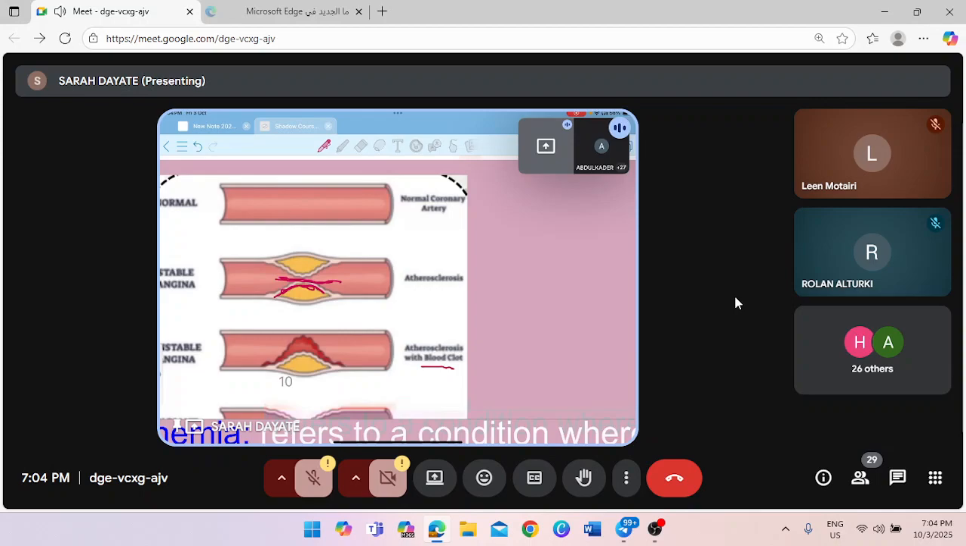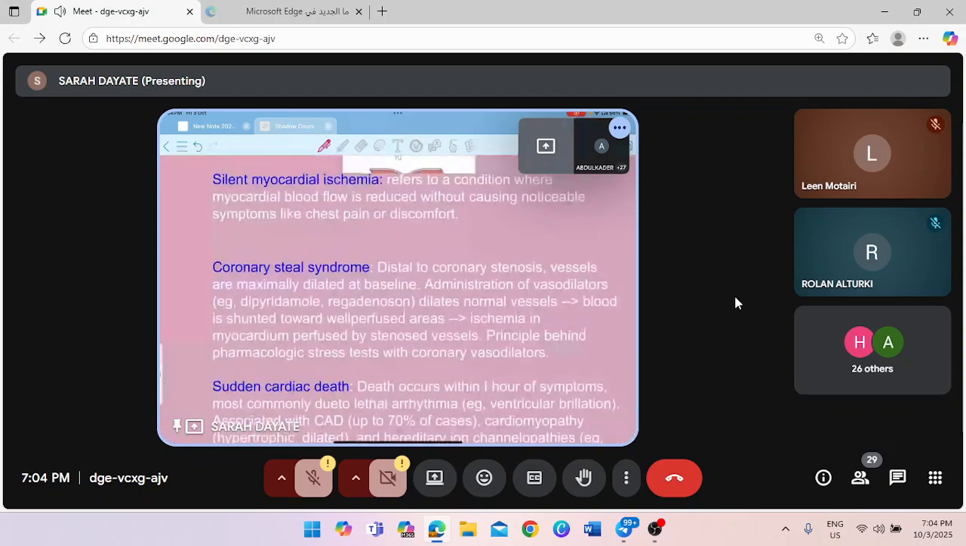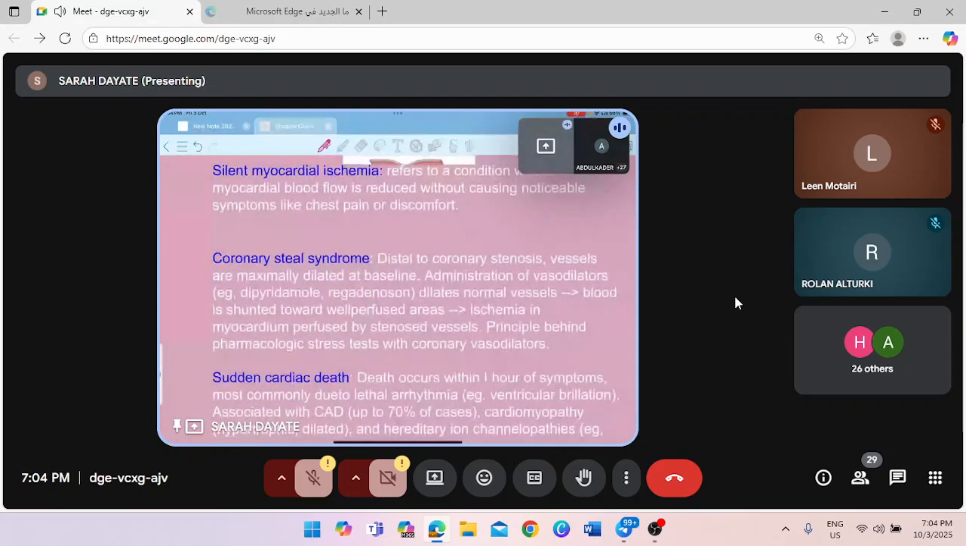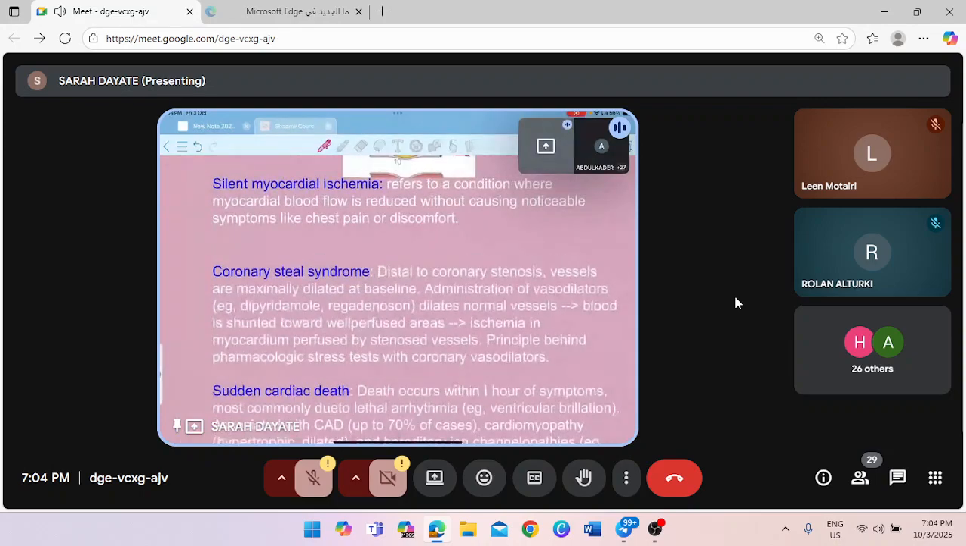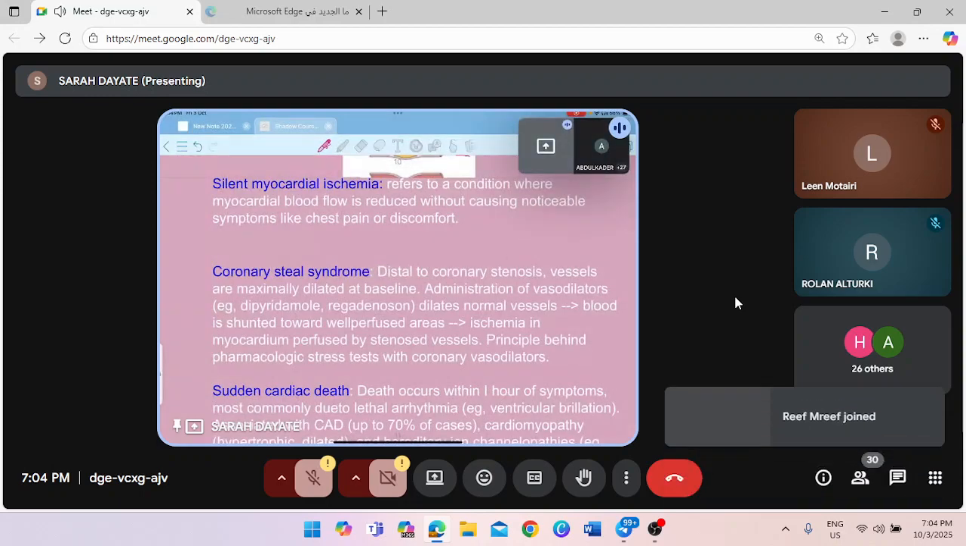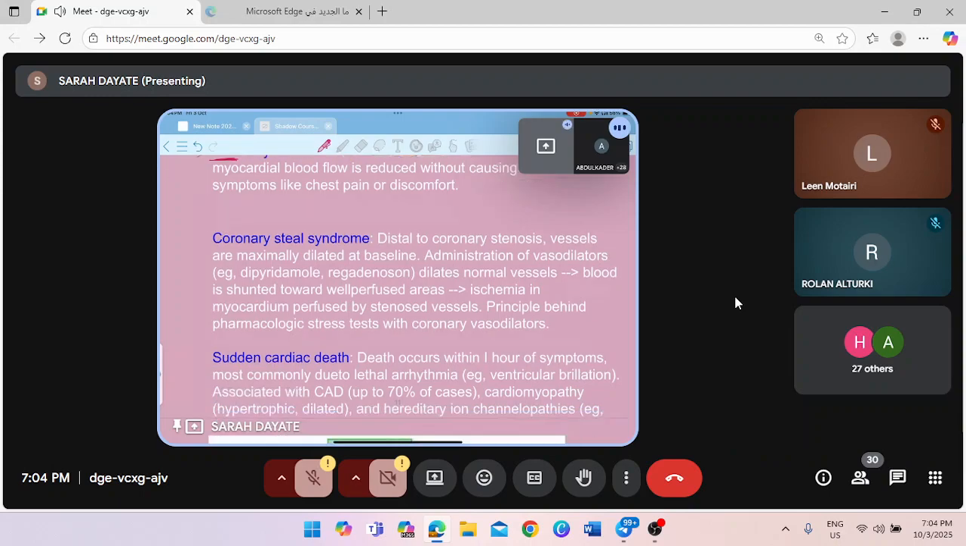Now here we have three types. Let's talk about them. Silent myocardial ischemia is a condition when myocardial blood flow is reduced, but it's called silent because the patient is not able to feel the normal symptoms or discomfort, for whatever reason. So we call it silent myocardial ischemia.